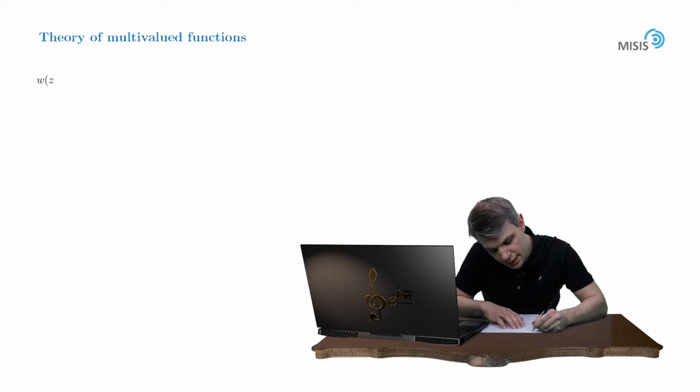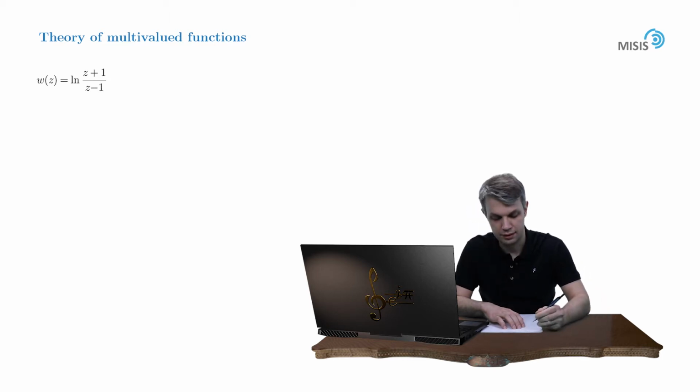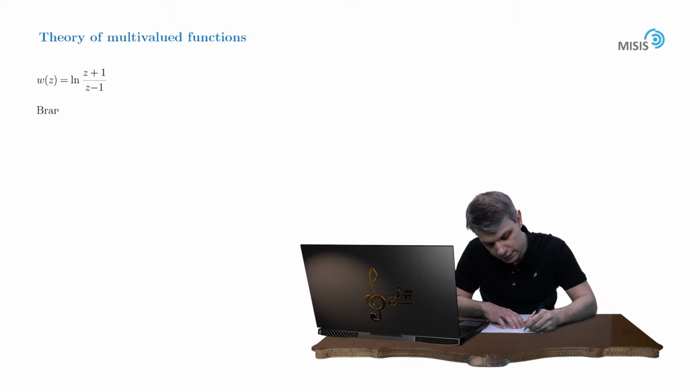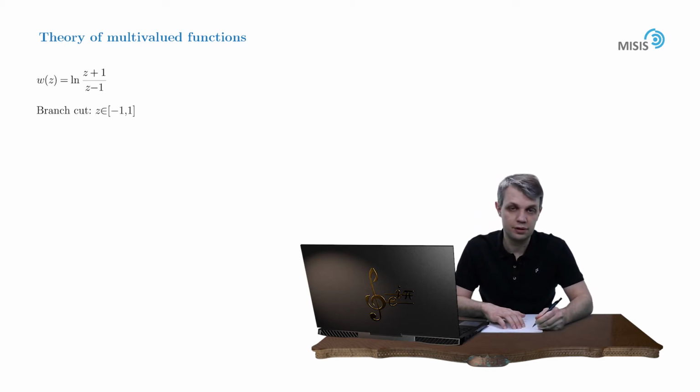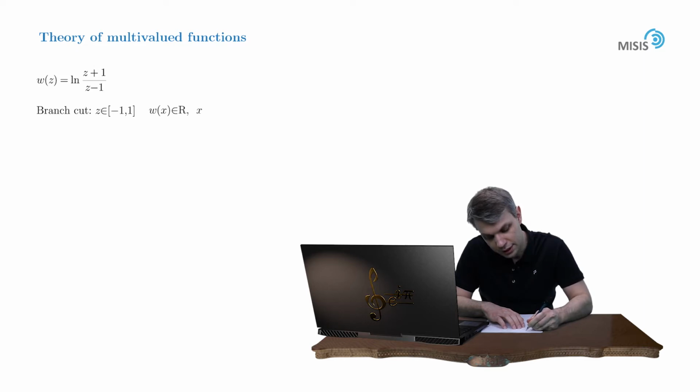W of z is equal to the logarithm of (z plus 1) divided by (z minus 1). The branch cut is a segment from -1 to 1. And the regular branch is fixed by the condition that f of x is real for x real and greater than 1. The assignment is to find the value of w at point plus i0 and at point minus i.